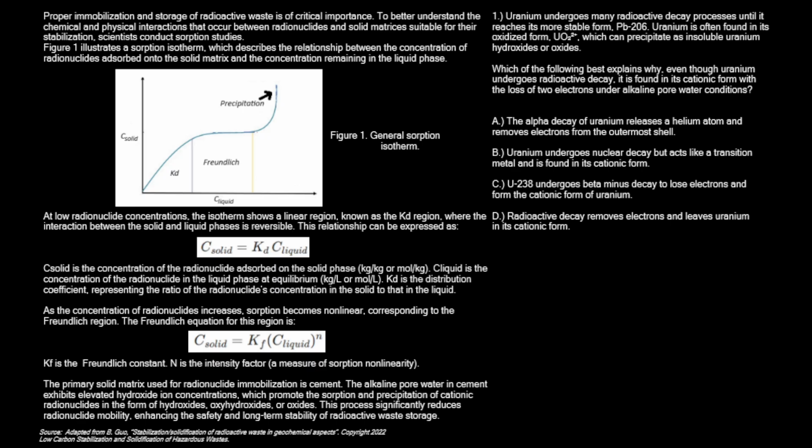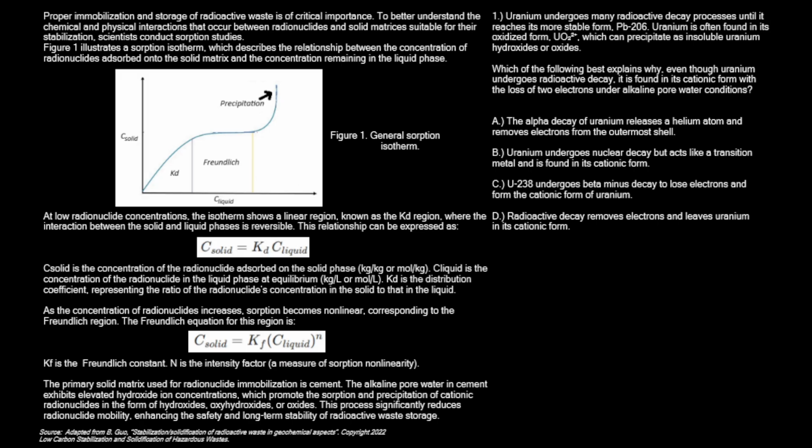Good luck. Proper immobilization and storage of radioactive waste is of critical importance. To better understand the chemical and the physical interactions that occur between radionuclides and solid matrices suitable to their stabilization, scientists conduct sorption studies. Figure 1 illustrates a sorption isotherm, which describes the relationship between the concentration of radionuclides adsorbed on the solid matrix and the concentration remaining in the liquid phase. Here's Figure 1. Figure 1 says the general sorption isotherm.